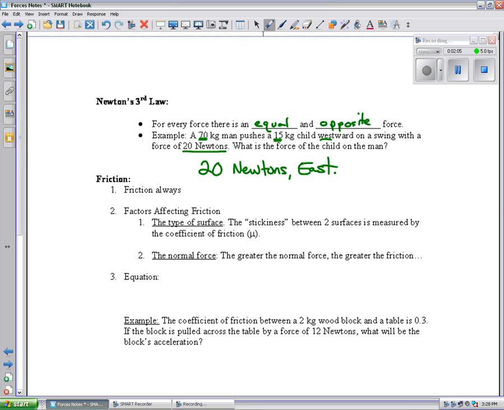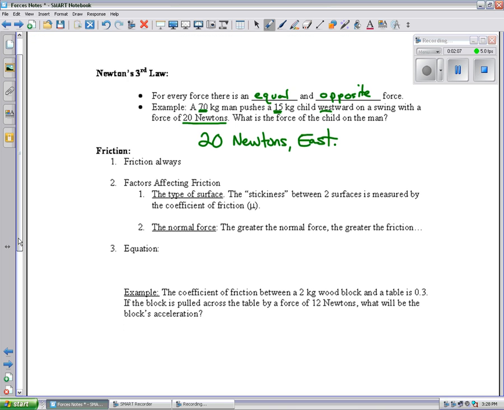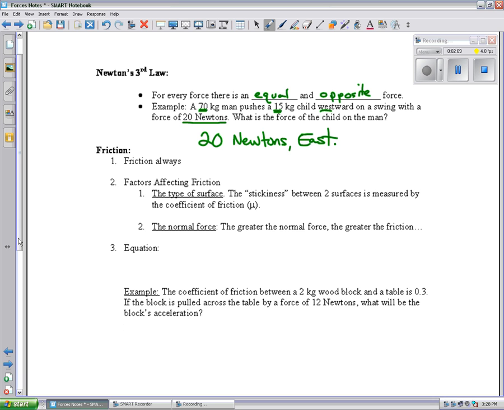Now, our next thing is going to be friction. Friction always opposes motion. So if the object is moving to the left, friction would be back to the right. Now, things that affect friction. One is the type of surface. There's a lot more friction on sandpaper than there is on an ice skating rink.